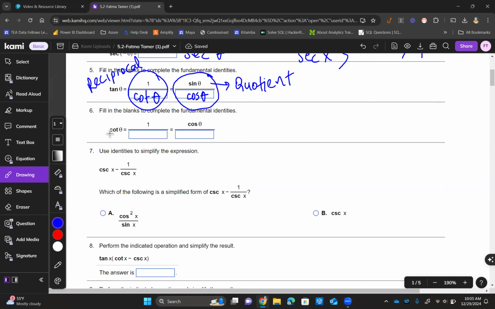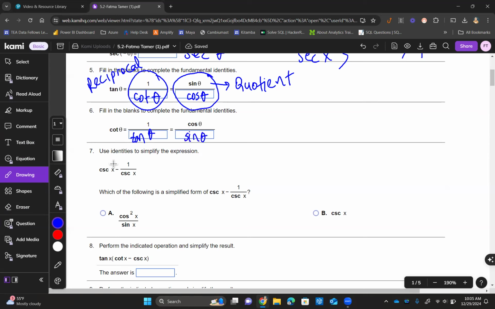Number 6 is very similar to number 5, but this time it's cotangent of theta. Cotangent of theta is 1 over tangent of theta, and cotangent of theta is also equal to cosine of theta divided by sine of theta.